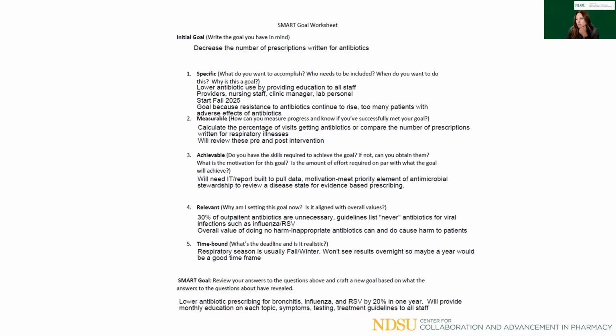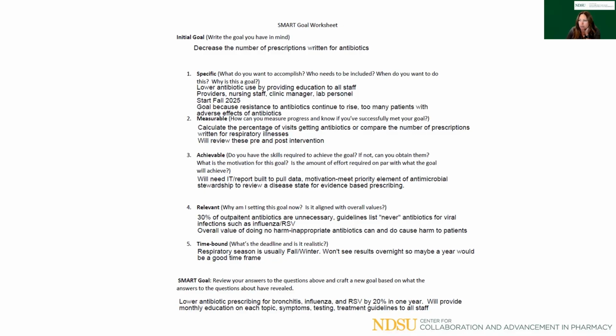When do I want to do this? Probably starting in the fall. And I want to do this goal because resistance to antibiotics continues to rise, and too many patients are having adverse effects to antibiotics. So my goal needs to be measurable.